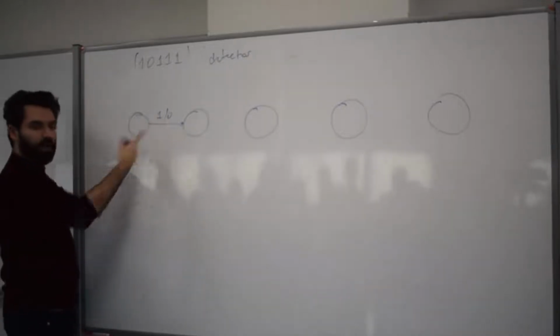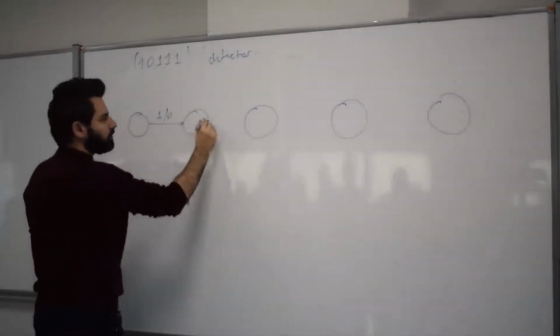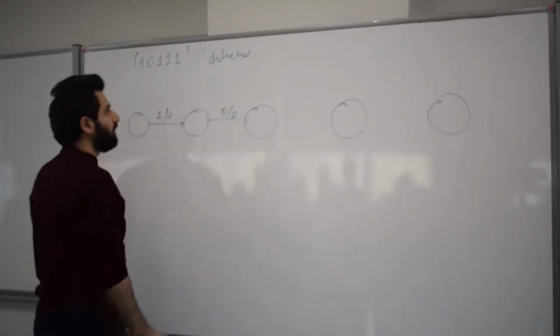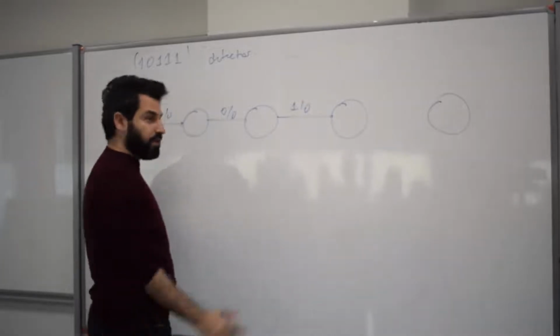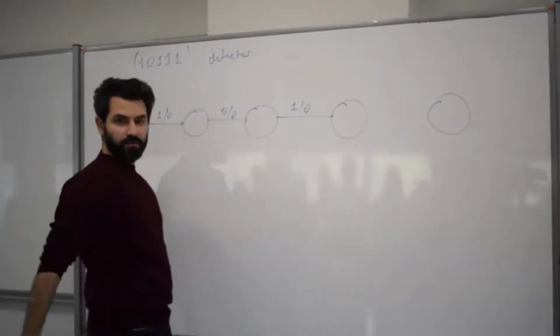So it's 1, output is 0. You got 0, so you expect 0 and output 0. And then you have got another 1, and output is still 0 because you collected 1, 0, 1. Okay?